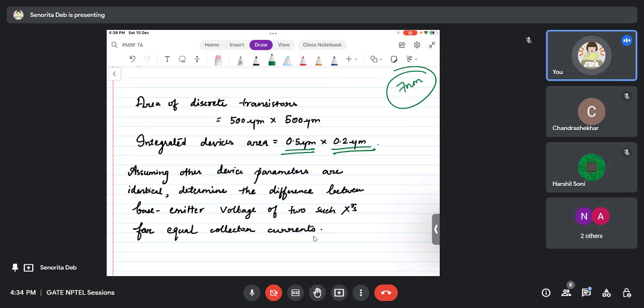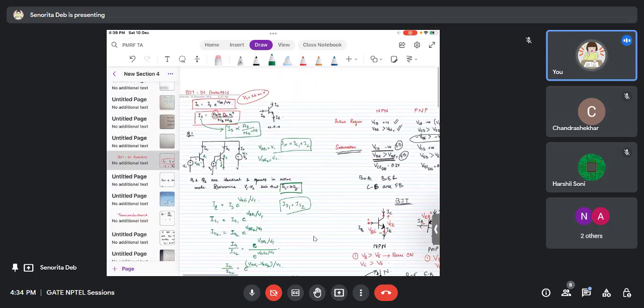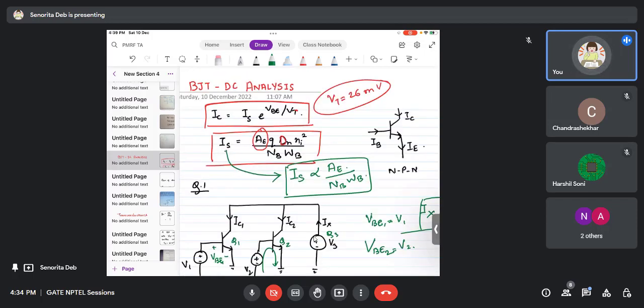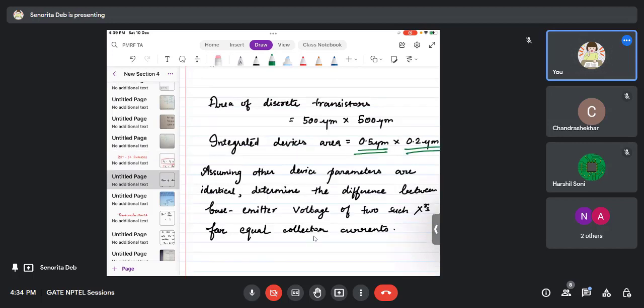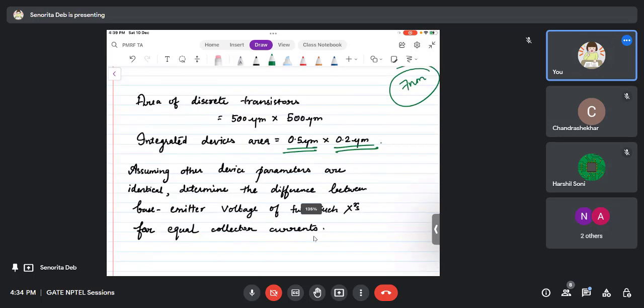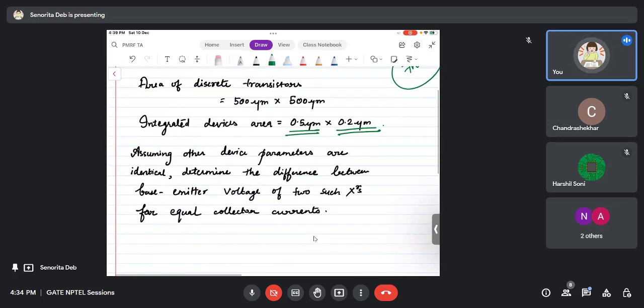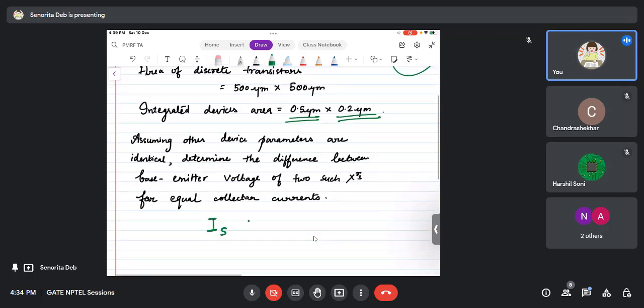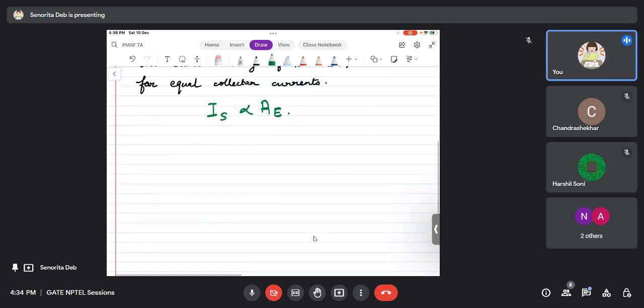Now determine the difference between the base emitter voltages of two such transistors for equal collector current. I had shown you that formula and asked you to write it down, and I told you they normally ask either with the emitter area or with the doping levels. They have not specifically mentioned emitter area, but that is the area you have to take. The area of discrete and integrated transistors is given. You know that IS is directly proportional to AE.